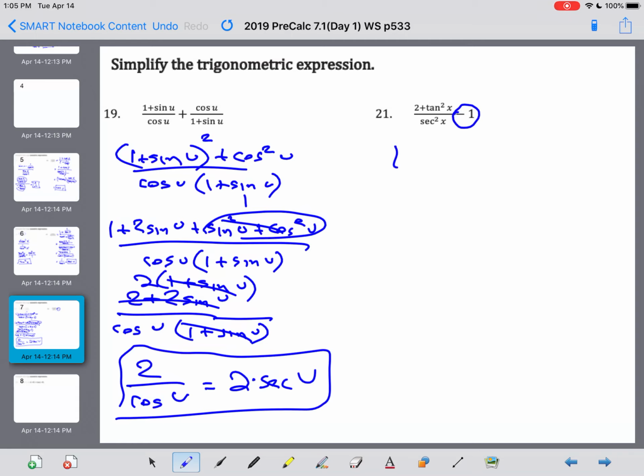So what I'm going to do is I'm going to rewrite the top as secant squared x over secant squared minus 1. And I know that this, well, this is supposed to be tangent. Gosh.